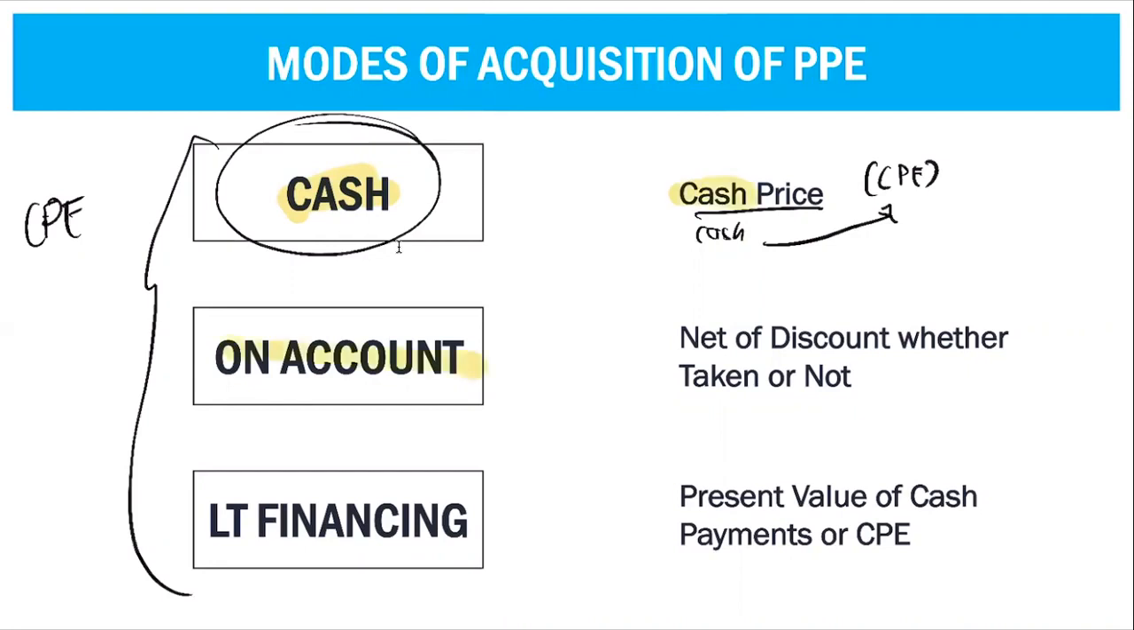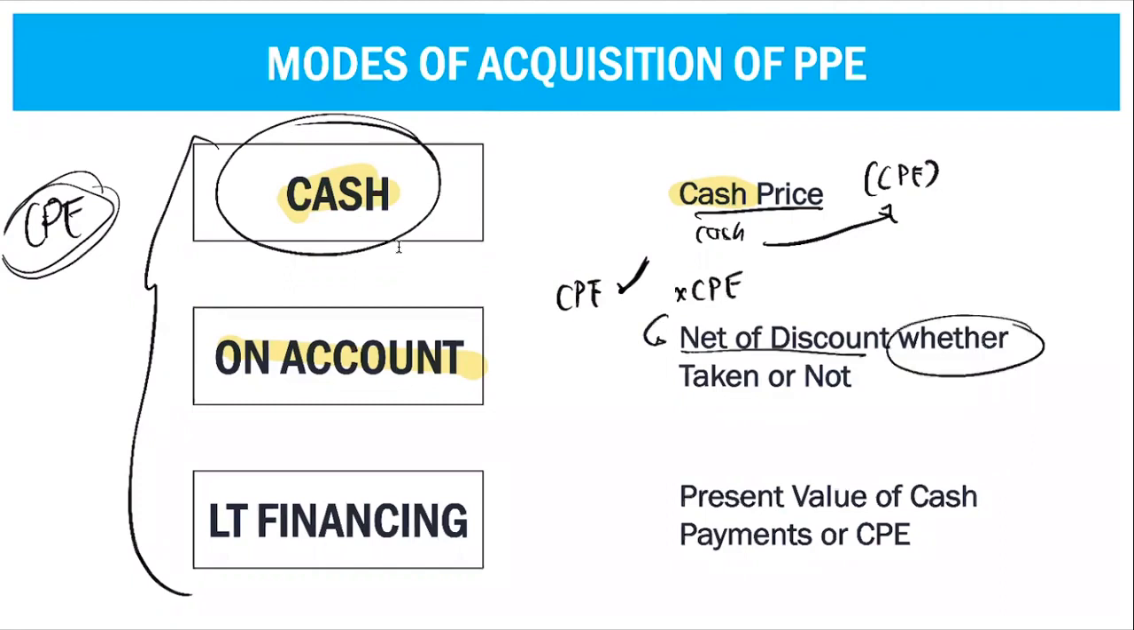How about on account? So if ever the cash price equivalent is given, use the cash price equivalent. Clear tayo dyan ha. Sa tatlong to, cash, on account, and long-term financing, it should be measured at cash price equivalent. Ngayon, sa on account, pag given yung cash price equivalent, edi wala nang problema. Kung ano yung cash price equivalent, yun na siya. Pero, kung walang cash price equivalent, how do we measure it? You should measure it net of discount, whether taken or not. Take note of this, net of discount, whether taken or not.